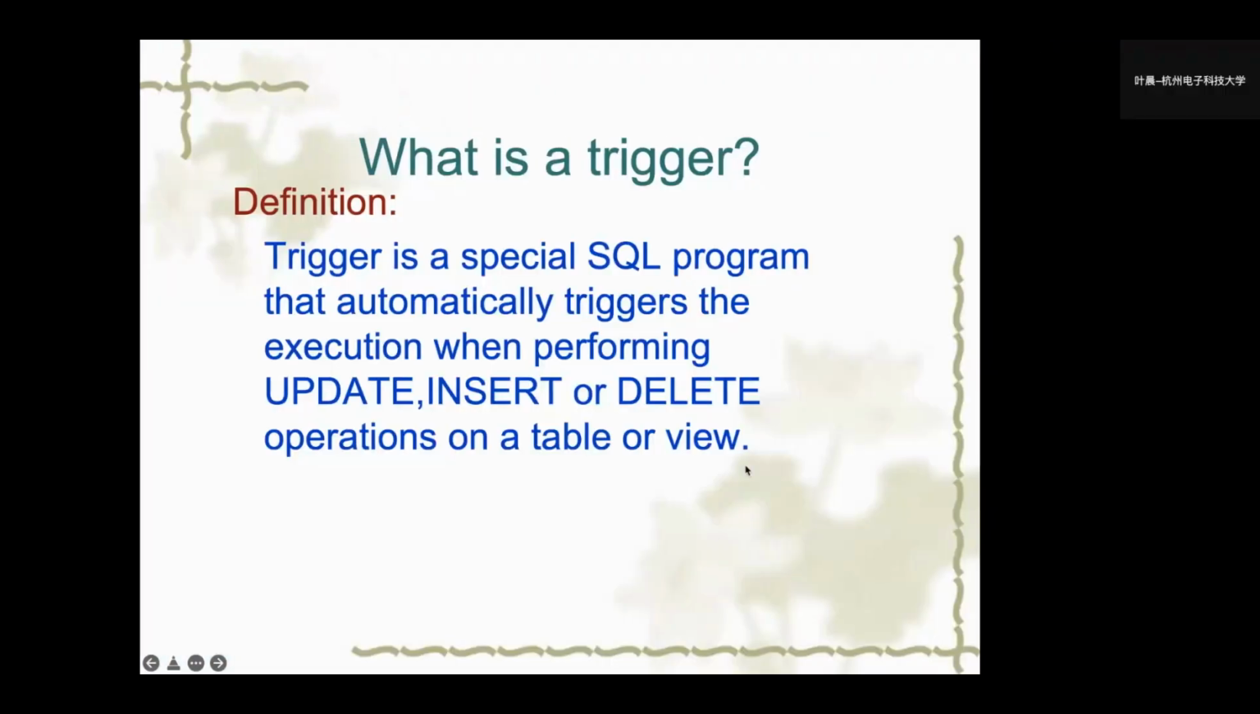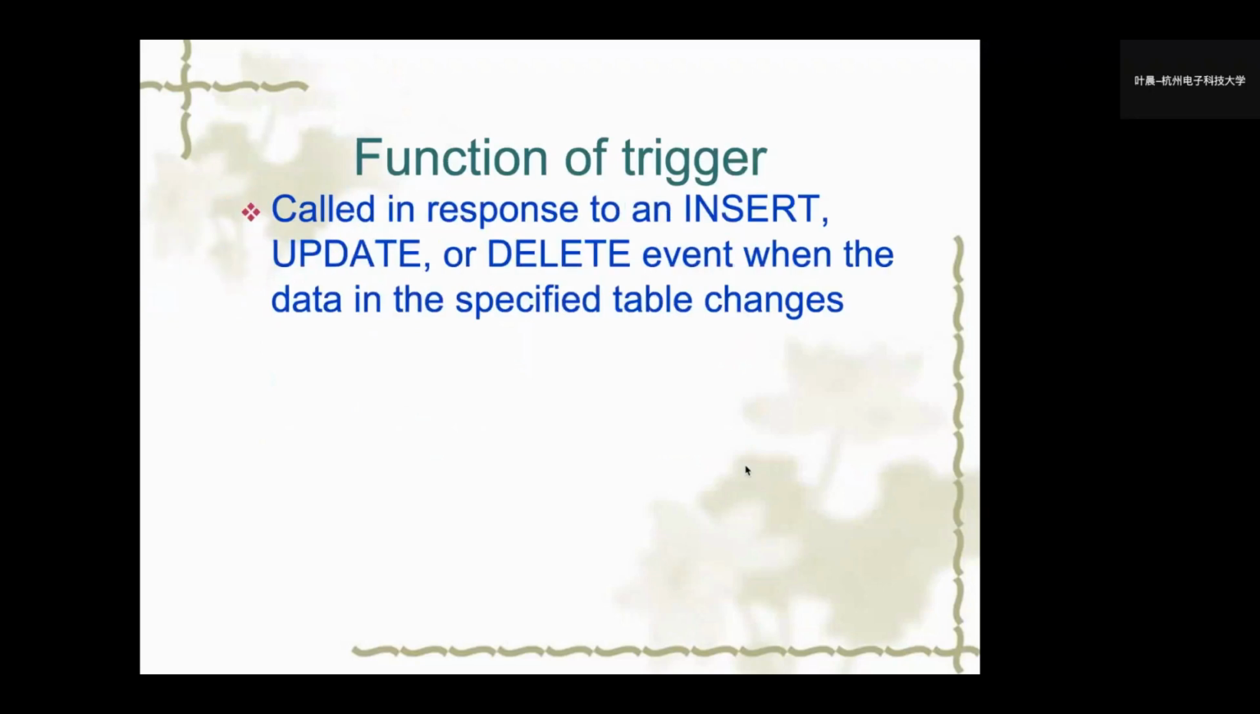So what is a trigger? A formal definition is that a trigger is a special SQL program that automatically triggers execution when performing update, insert, or delete operations on a table or view. So the function of the trigger, first, is to be called in response to an insert, update, or delete event when the data in the specific table changes. And the second is to enforce the business rules.